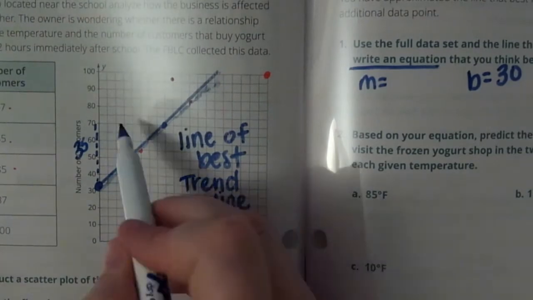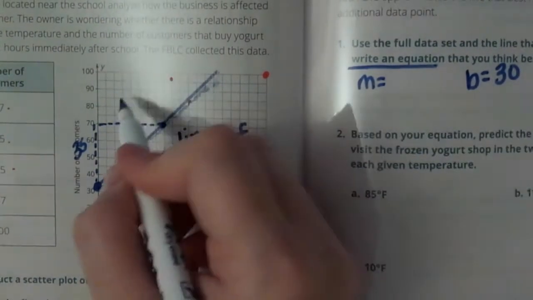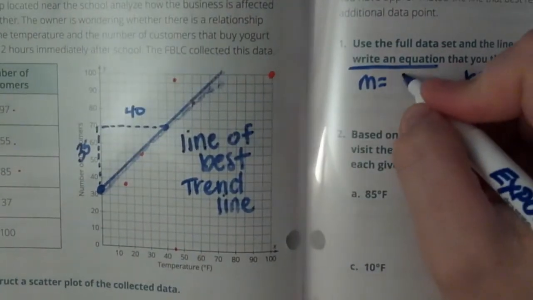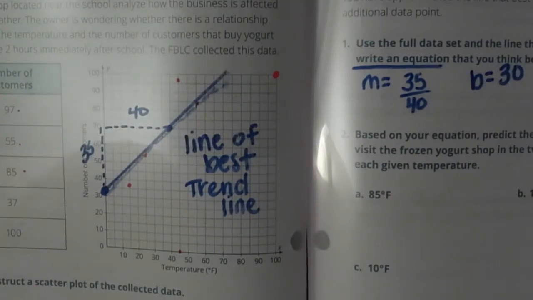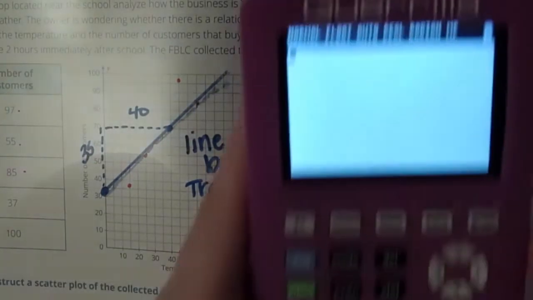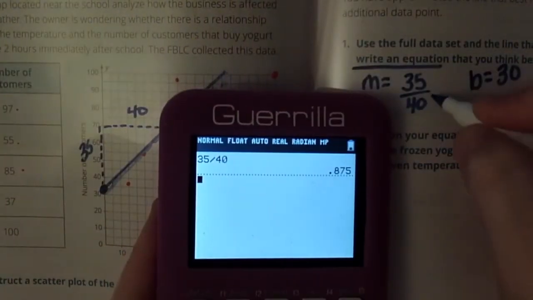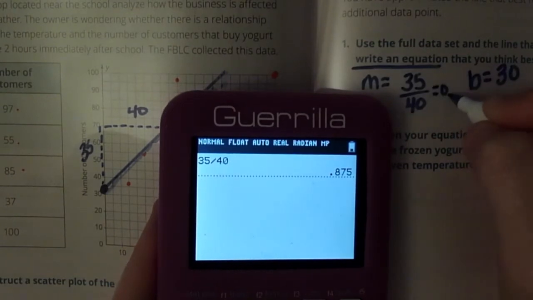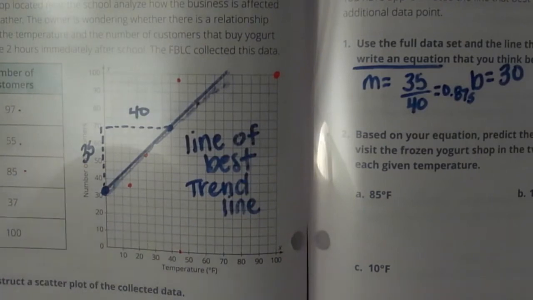And then this side is also going by 5, so 5, 10, 15, 20, 25, 30, 35, 40. So I would do 35 divided by 40, which is, sorry, I was picking up my notebook to get my calculator and I dropped it and it clicked and stopped. So 35 divided by 40 is 0.875. Okay, so that's all we're doing right there.